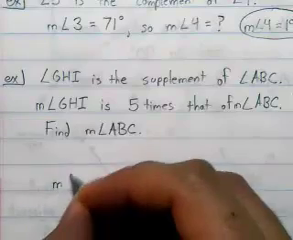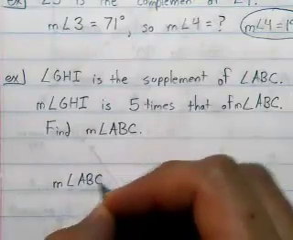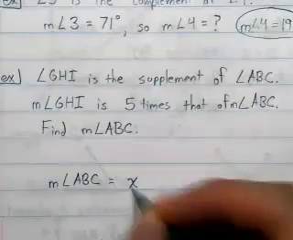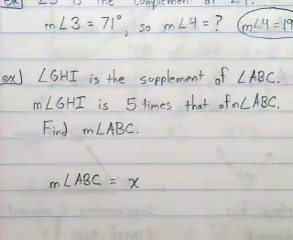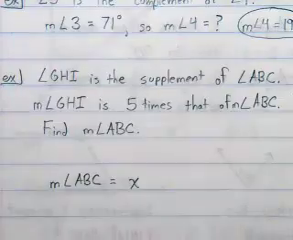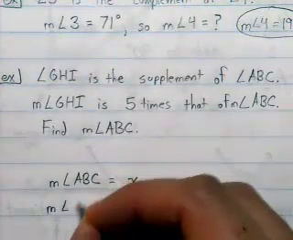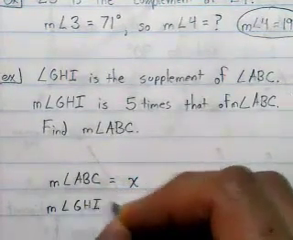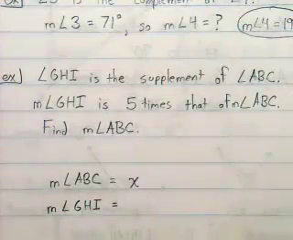So let's say the measure of angle ABC is x. Don't know what it is. So that's why we have algebra. For when we don't know what things are, we call it x, just for now. If the measure of angle ABC is x, what should the measure of GHI be in terms of x then?